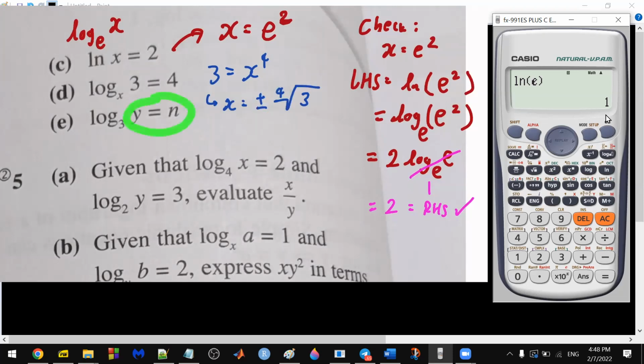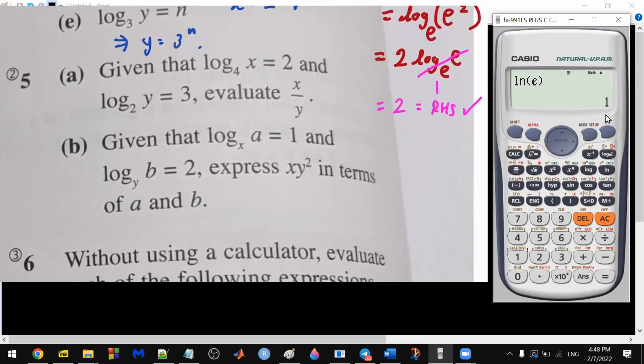Okay, next one. This one, let's say we make y the subject. How do we get y as the subject? y equals base 3, bring over. Abandon the log. 3 to the power n. Okay, good. Done. Don't need to check. It's fine. Moving on.